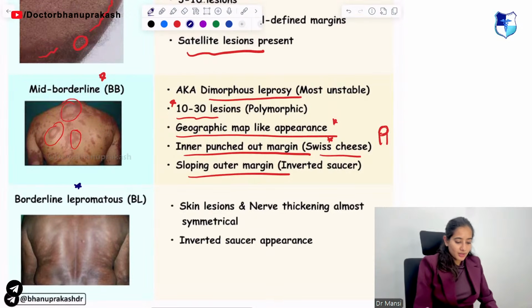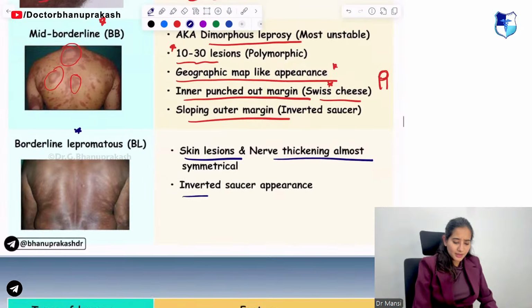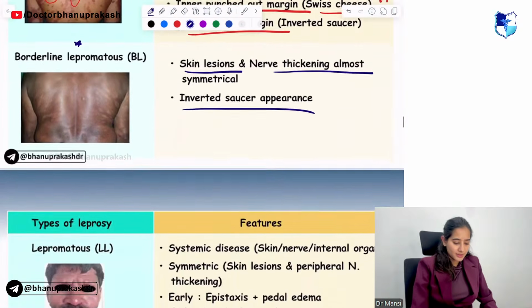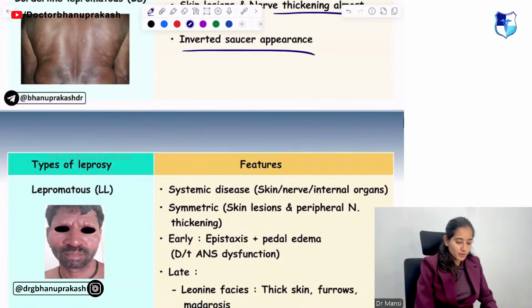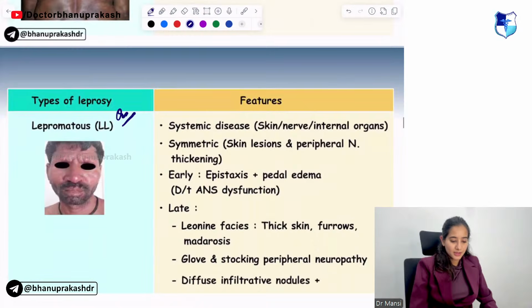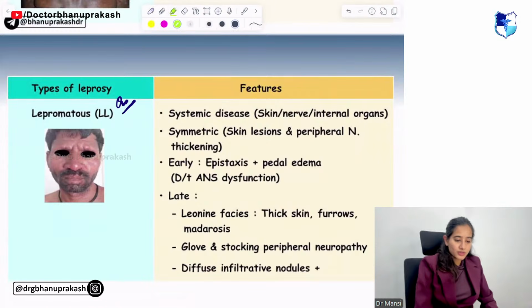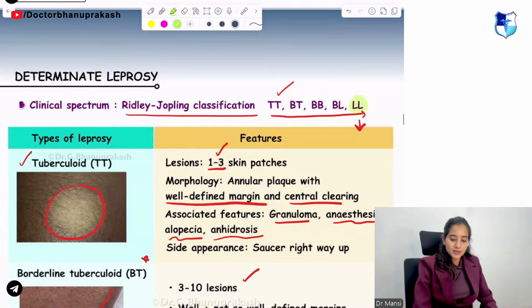Then we move to borderline lepromatous leprosy, where the skin lesions and nerve thickening are almost symmetrical in nature. Again, there is an inverted saucer appearance of these lesions. The last one, which is important for you to understand, is lepromatous leprosy. This is the most severe one. Why is this the most severe? Because it is the last in the category.